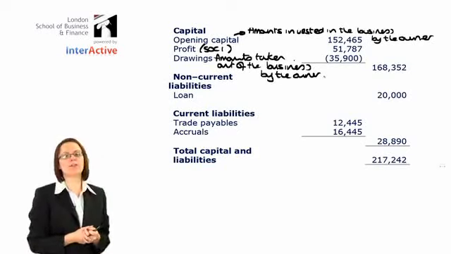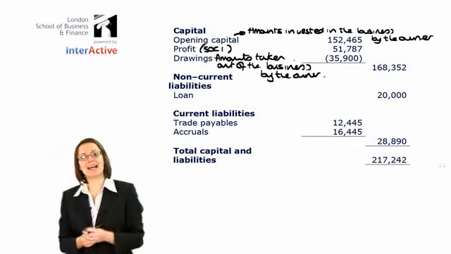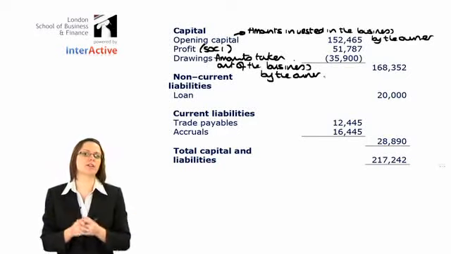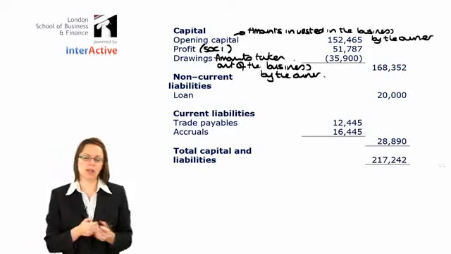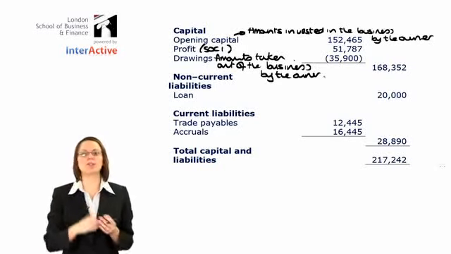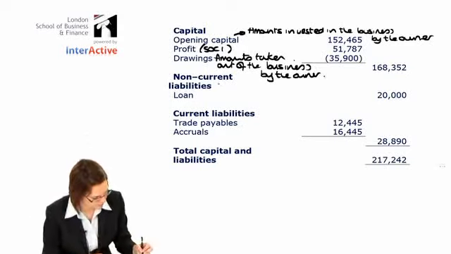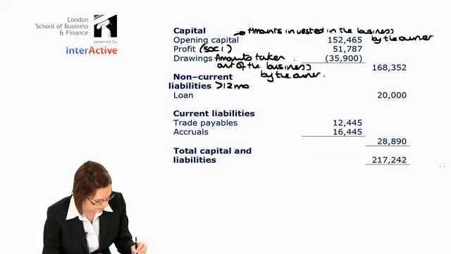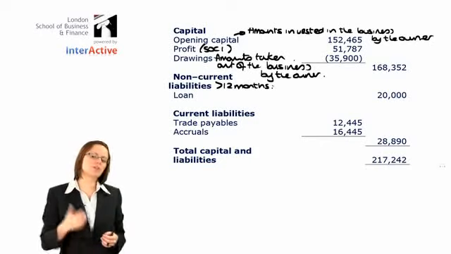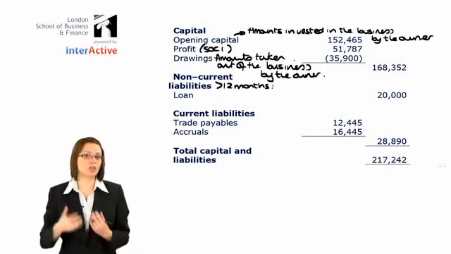Our final element of the financial statements then is liabilities. And just like with assets, we split them into non-current liabilities and current liabilities. We're starting off with non-current liabilities. That is amounts that we owe to people in a period greater than 12 months. So, obligations falling due in a period greater than 12 months. Your long-term debt.